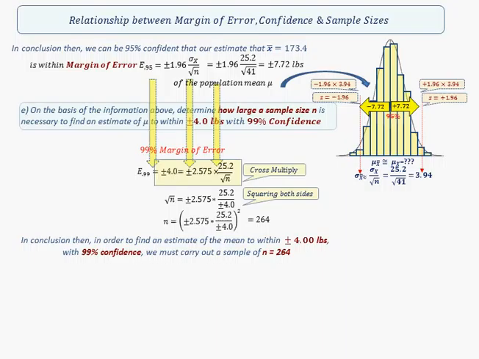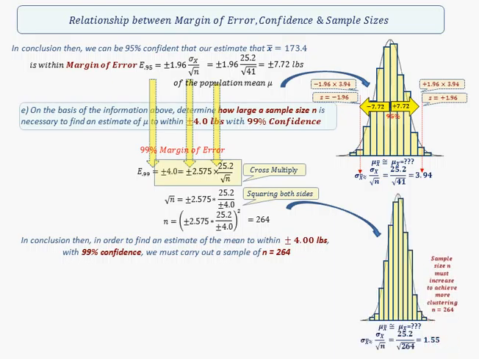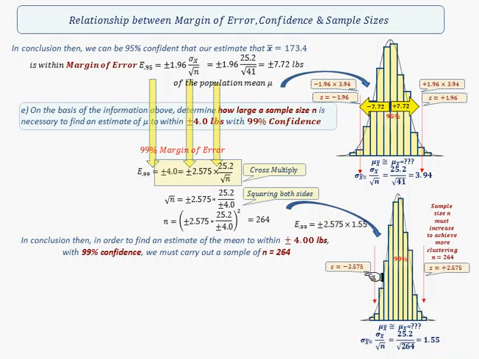And the conclusion then: to find an estimate to within plus or minus 4 pounds of the true population mean with 99% confidence, we must go to a sample size of 264. We just illustrate on the screen here. 264 means this sampling distribution is narrowed significantly so that the standard error is 1.55, and you can figure that out yourself. For 99% confidence, 2.575 times your standard error gives us a margin of error of 4.0.